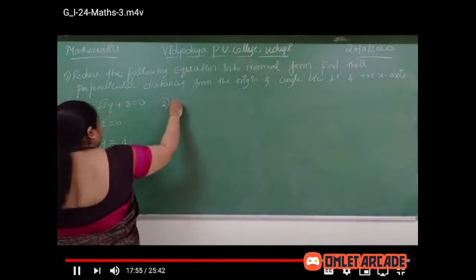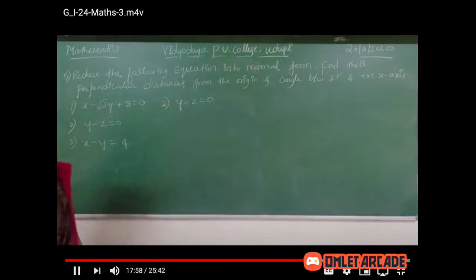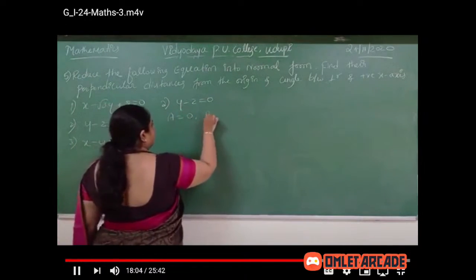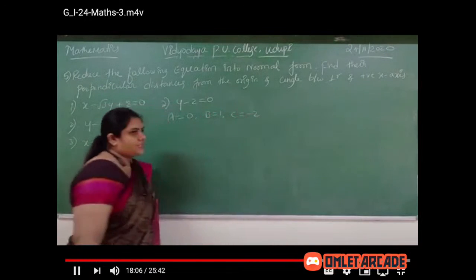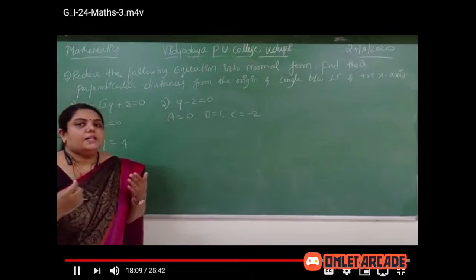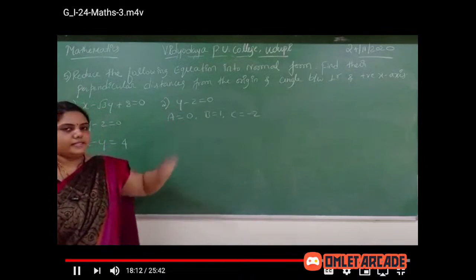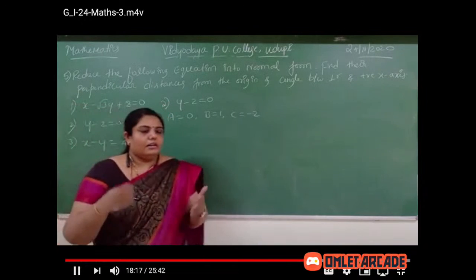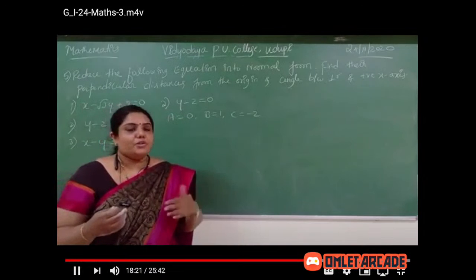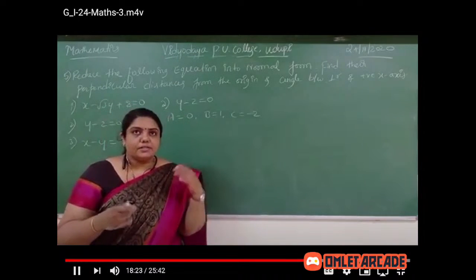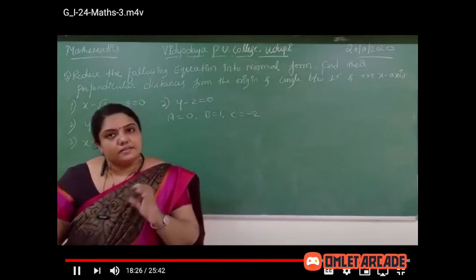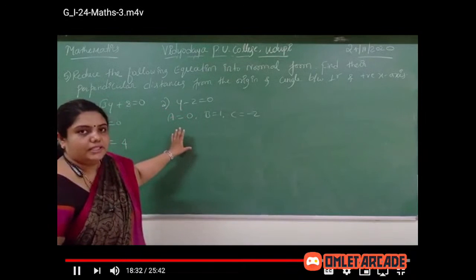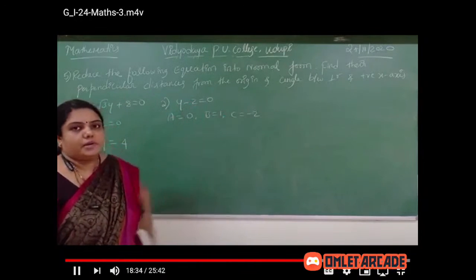Second question: y minus 2 is equal to 0. First, we'll write the values. A is 0 here, b is 1, c is minus 2, isn't it? Here it is given in general equation form, so you are not writing in normal form as you studied in the equation of a straight line, where you need perpendicular distance and omega value. You know how to convert it, isn't it? So here a is 0, b is 1, c is minus 2.